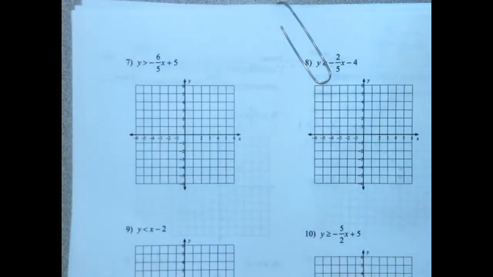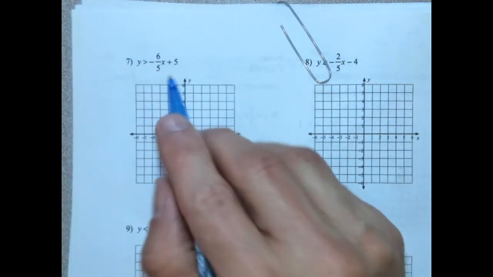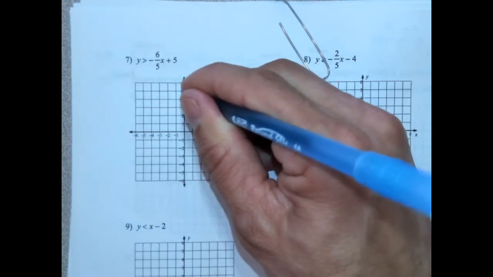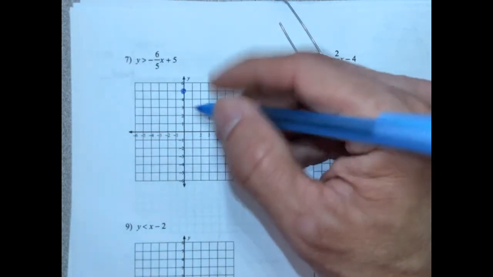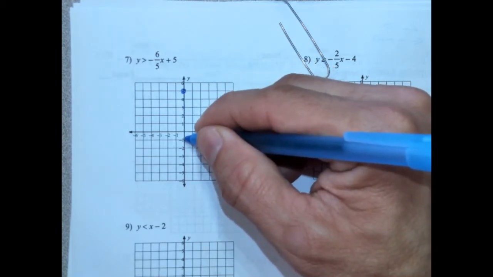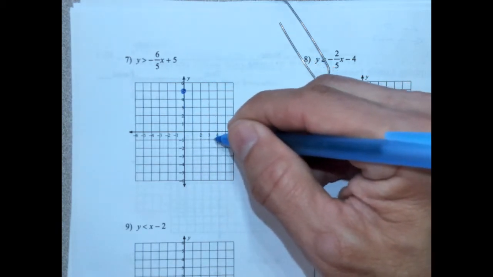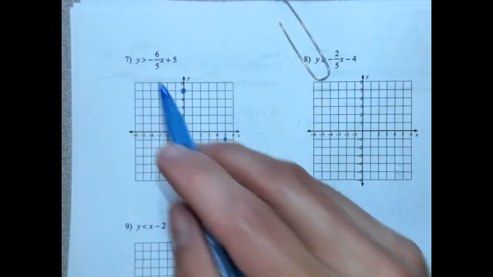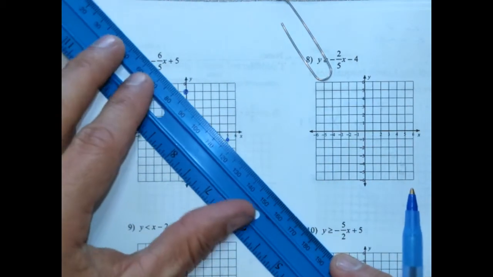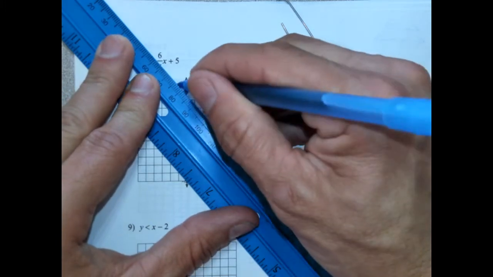All right, let's try the back side here. Number 7. Our y-intercept is 5, so here we go. Our rate of change is negative 6/5, so we're going to go down to the right. 1, 2, 3, 4, 5, 6, then right 5. 1, 2, 3, 4, 5. And this is non-inclusive because it's just greater than, so it's going to be a dotted line. So here we go.